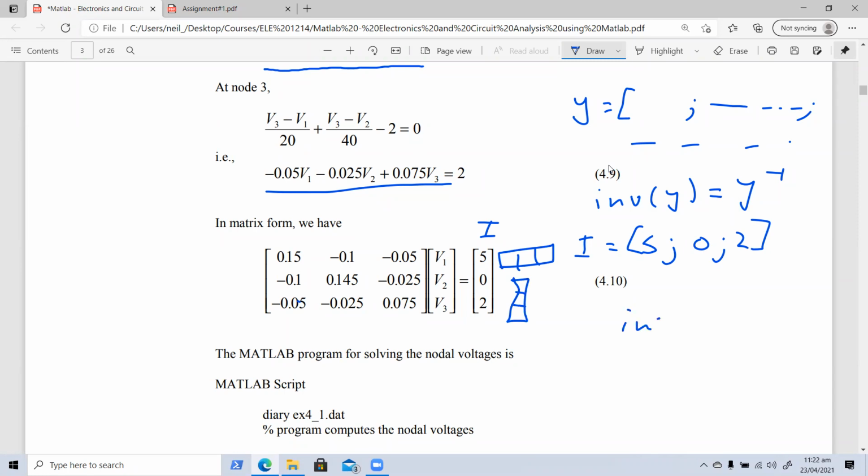We can do inverse Y times I, and it'll give you the answers for V1, V2, and V3. Because the matrices work out, what this is going to output is a column matrix as well, right? It's a column matrix, and we'll have the answers, the values stored inside. So give it a try, and let me know whether or not you guys need help, and let me know what answers you get.